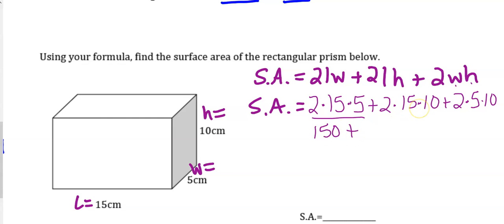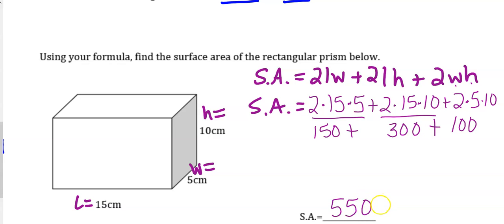And then 2 times 15 times 10, I know 15 times 10 is 150, times 2 is 300. And then finally our sides, 2 times 5 times 10, 2 times 5 is 10, and 10 times 10 is 100. So this is just like taking two sides at a time and adding them together. So if I add those three numbers together, I get a surface area of 550.